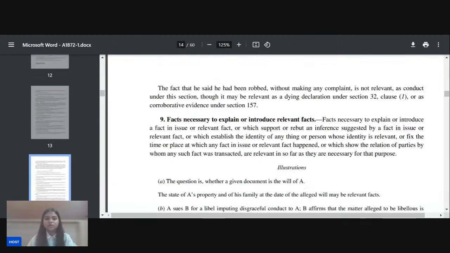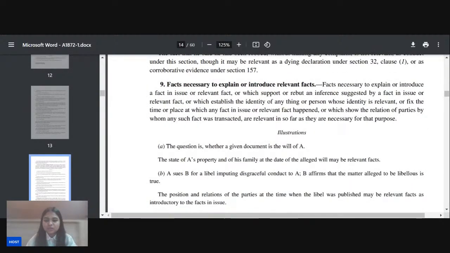I hope you all are marking down these in your Bare Act. Now section 9, a very important section again: facts necessary to explain or introduce relevant facts. Any fact which is necessary to explain or to introduce some relevant fact is also important.